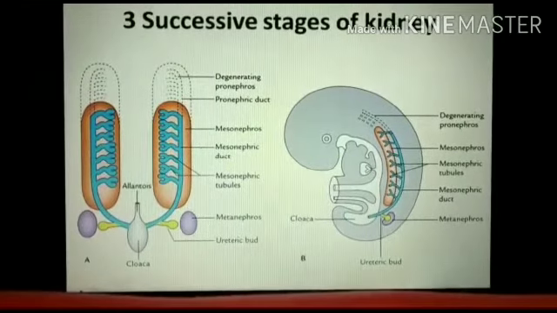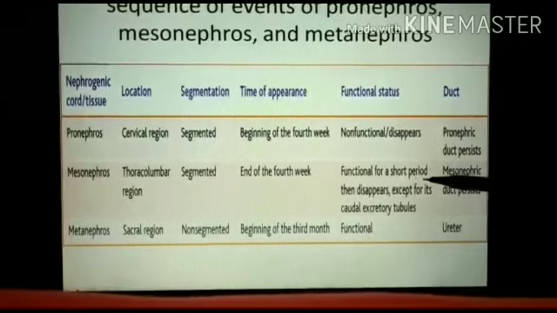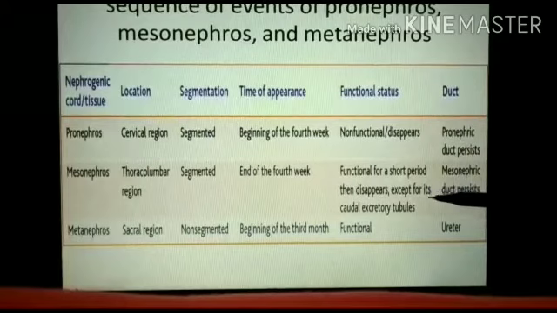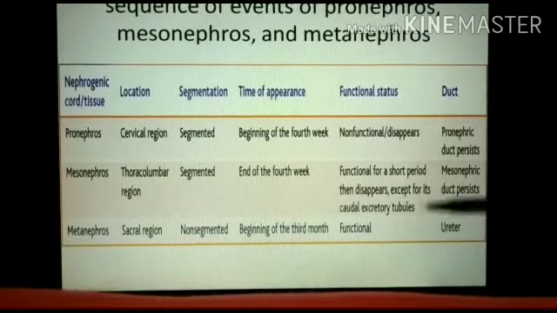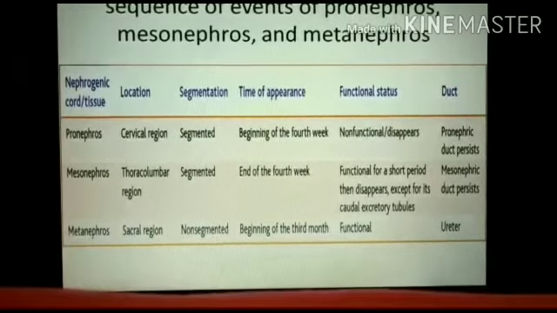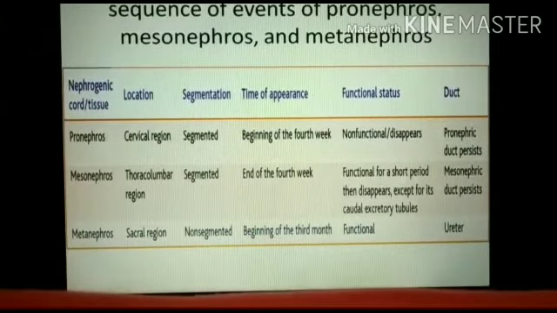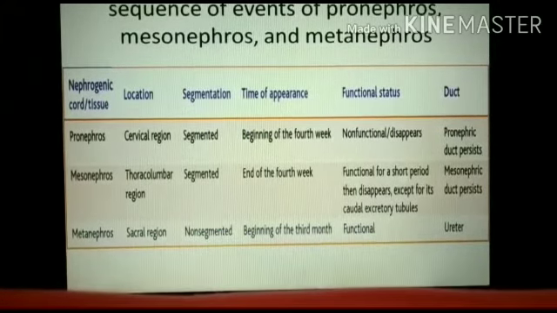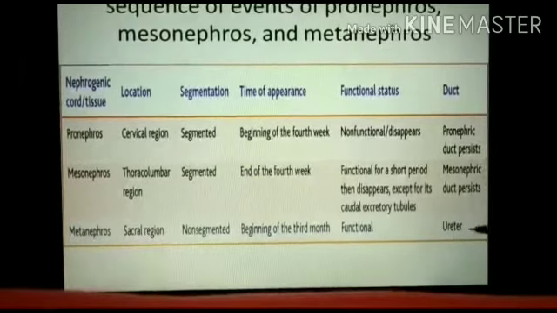It is present in the sacral region. And pronephros is non-functional in human beings, but mesonephros is functional for a short period of time, but later it will disappear. But some of its tubules will persist, and they will form the genital ducts of the male system. And metanephros, which appears at the beginning of the 3rd month, or according to some books, in the 5th week of intrauterine life, at the end of the 5th week appears in the sacral region, and it is functional, and its duct is the ureter.